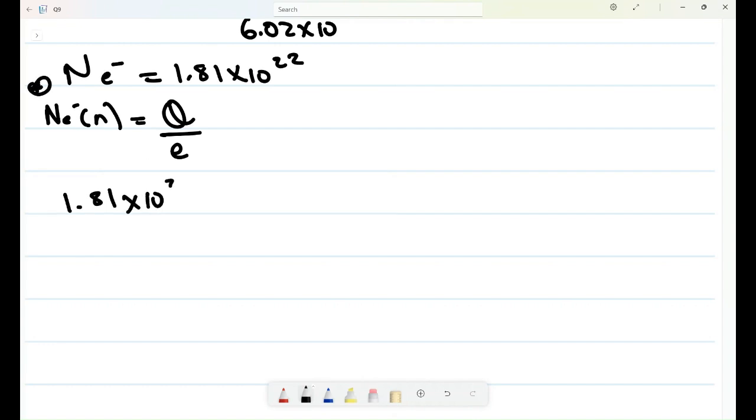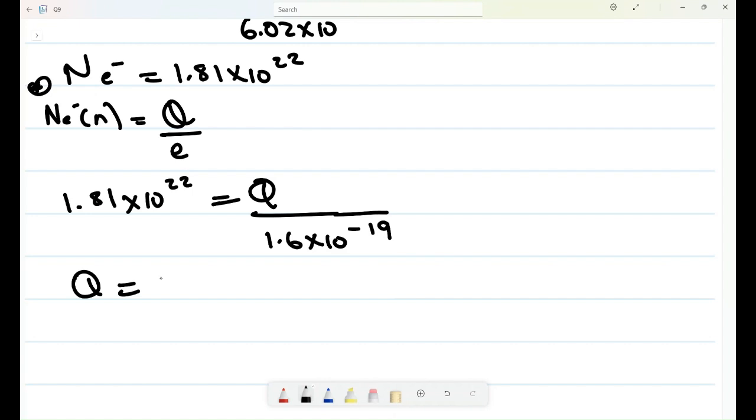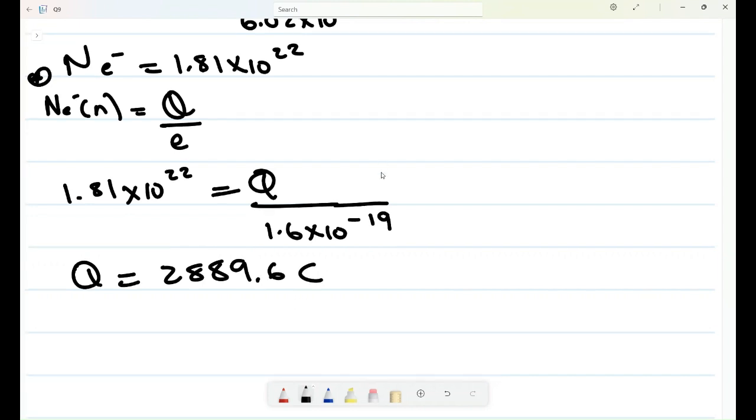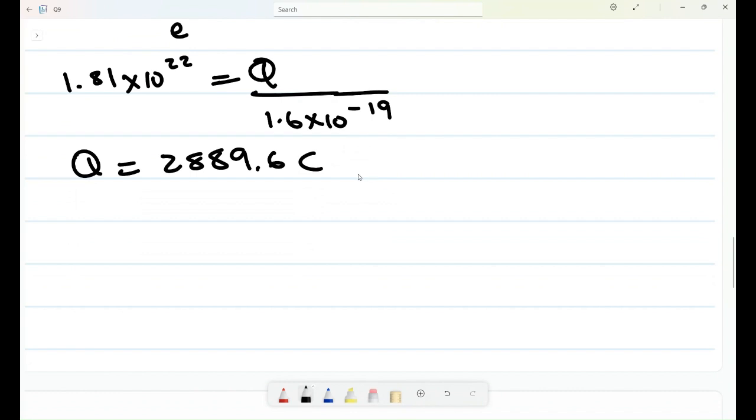Okay, now I want my charge. This is step number 4. I have 1.81 times 10 to the power of 22, then I can get my charge, because I know 1 electron is 1.6 times 10 to the power of negative 19. Then I get a charge of how much? Of 2889.6 coulomb.